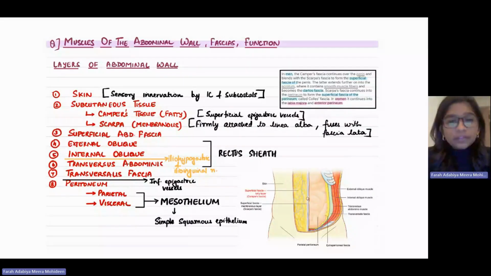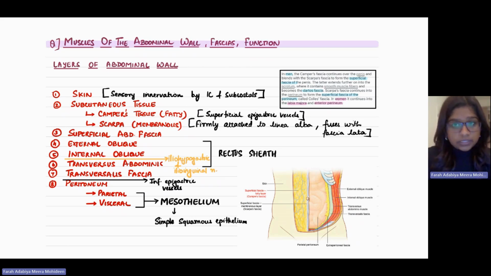Today we'll be talking about the question: muscles of the abdominal wall, fascias, and function. When you get this question, the first thing you'll have to talk about is the layers of the abdominal wall. This is very important during your dissections as well. If you divide the layers of the abdominal wall from the outermost layer to the innermost layer, it has about 8 layers.